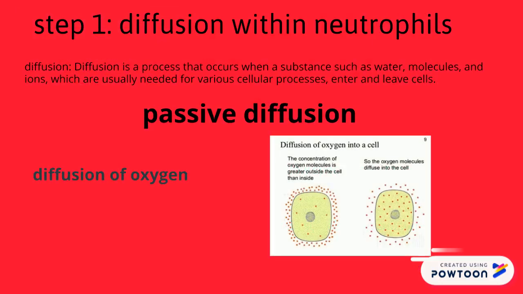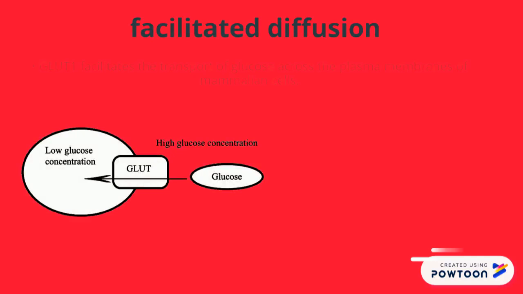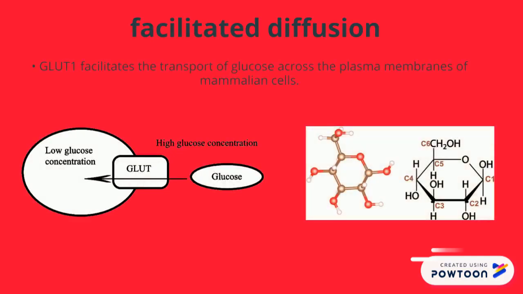Diffusion is a passive movement of molecules from an area of high concentration to an area of low concentration. Passive diffusion is a movement of molecules across the membrane and does not need energy for it to occur. In facilitated diffusion, a molecule is transported across the membrane with the help of a carrier protein. In this case, for neutrophils, a transporter protein called GLUT1 facilitates the transport of glucose across the plasma membranes of mammalian cells.